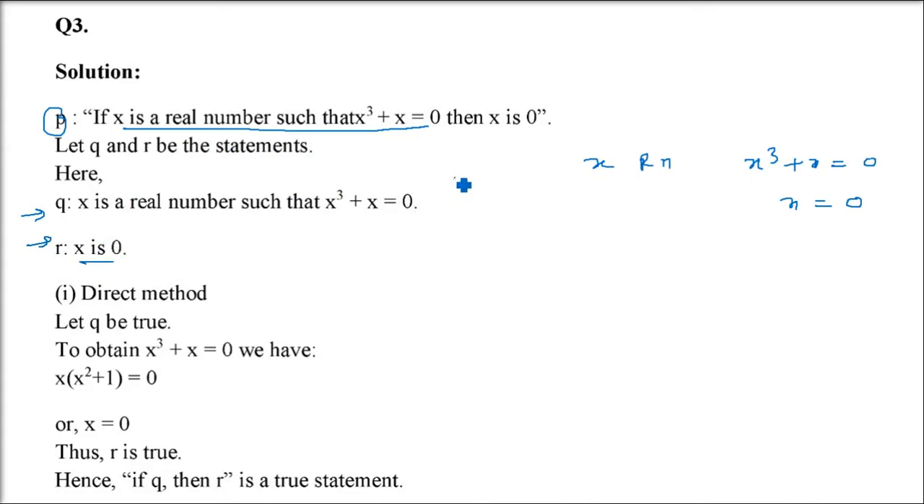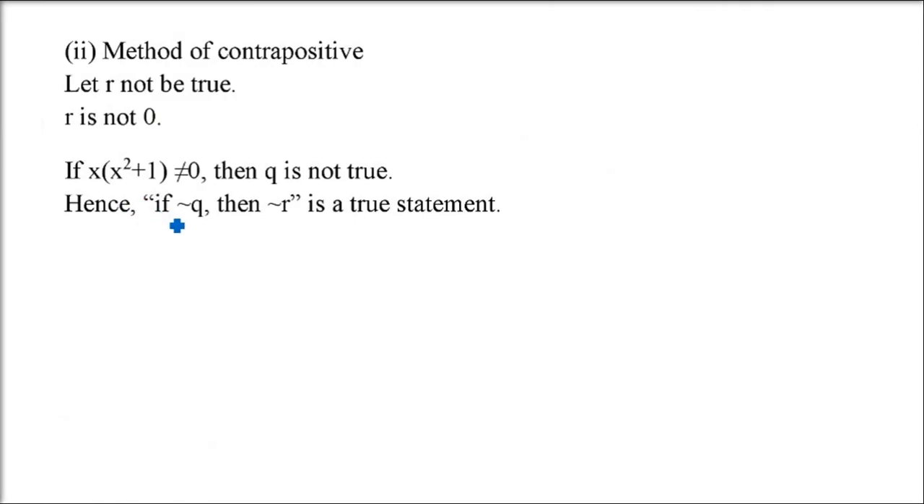So what is the direct method? Assume q to be true. So x cube plus x equals 0. Take x common, x into x square plus 1 is 0. x square plus 1 cannot be 0 because plus 1 is already there. So x has to be 0, because if x is 0 then x into x square plus 1 gives 0. So x is 0. So by the direct method, the statement is true. If q, then r, the statement is true.